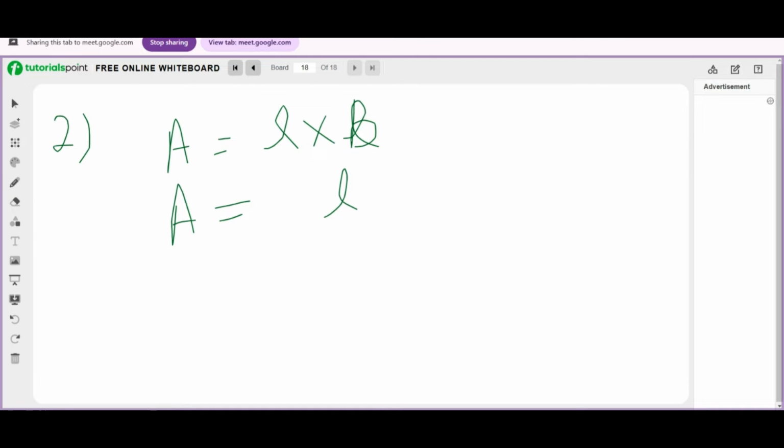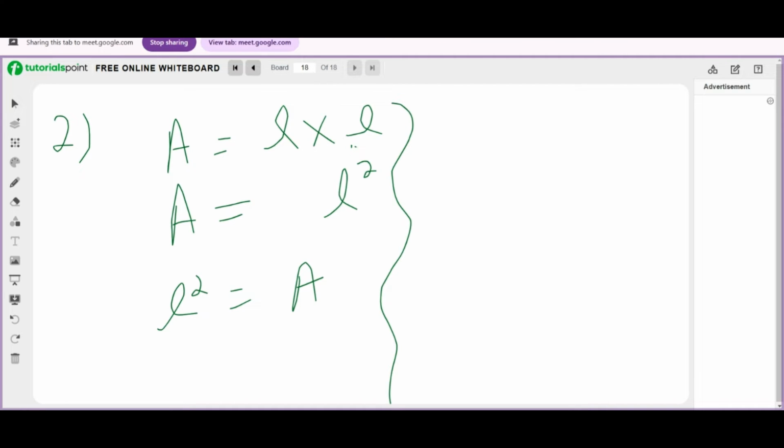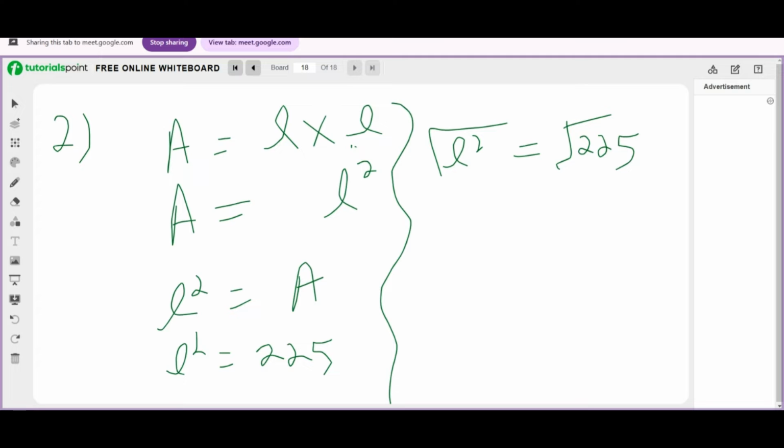No, no, that will become L square, Aryan. Then I have to put the value of area. Okay, L square is equal to 225. We have to take the square root on both sides, and then the square root of 225. You have to make a prime factorization, then you will have your answer.